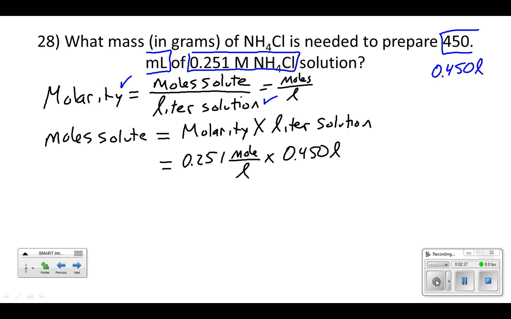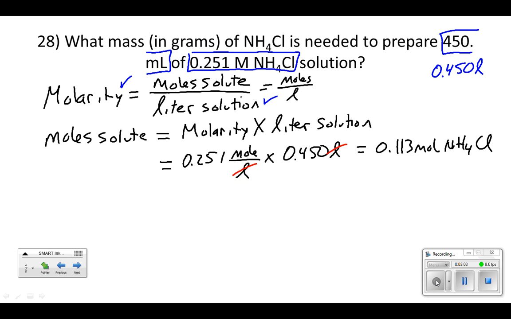Now, the liters will cancel out the liters, and we end up with, let's see what we get for that, 0.113 moles, and that is moles of NH4Cl. So now we have moles of NH4Cl. We need to go to grams of NH4Cl.